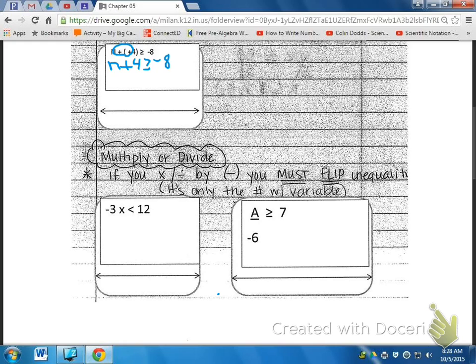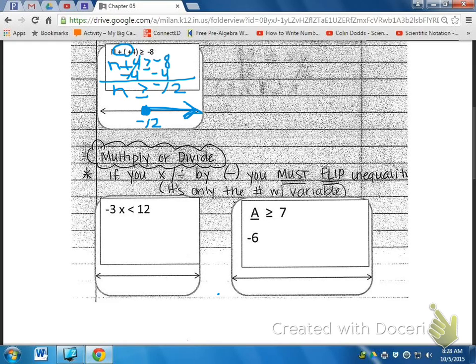Minus 4, minus 4 on both sides. Okay. N greater than or equal to negative 12. So I'm going to put negative 12 on here. Closed circle, shade right. They've all been right. Okay, good.